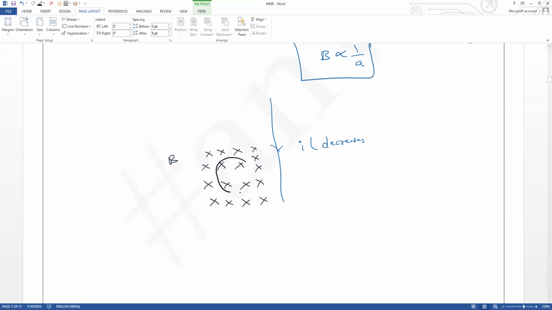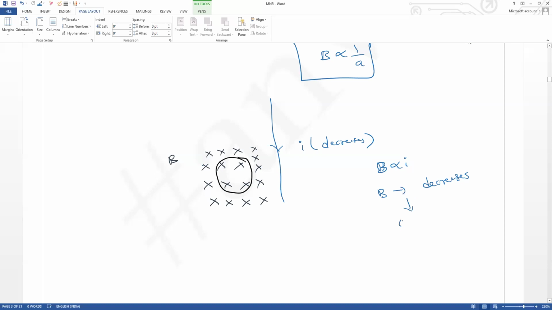Yes. I have kept one coil here, a loop or circular coil. Now, I is going to decrease. We all know that B is directly proportional to I. So B is going to decrease, because I decreases, B also decreases.